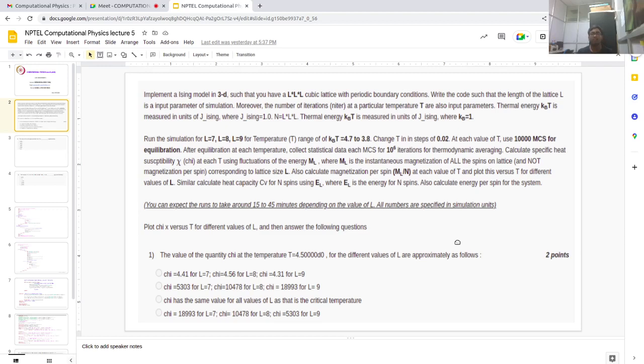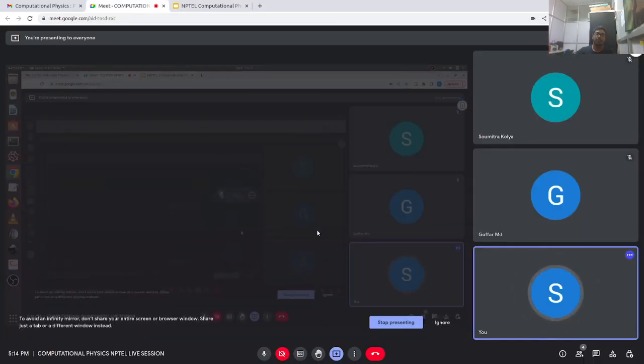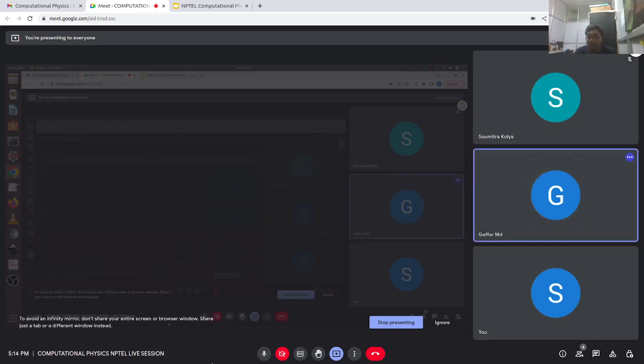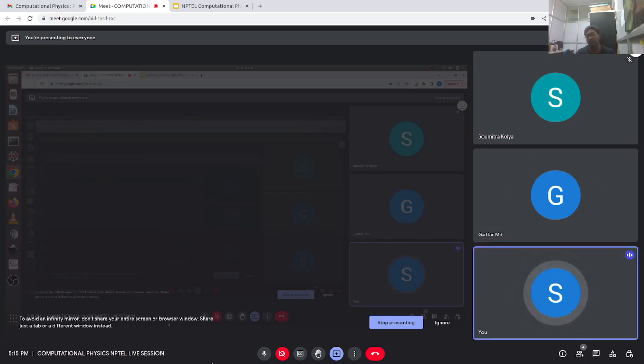So what does it actually mean by thermodynamic averaging? Can anyone tell me what it means? Kapfar? Tell me. In statistical mechanics or statistical physics, what does it mean by averaging of some quantity?